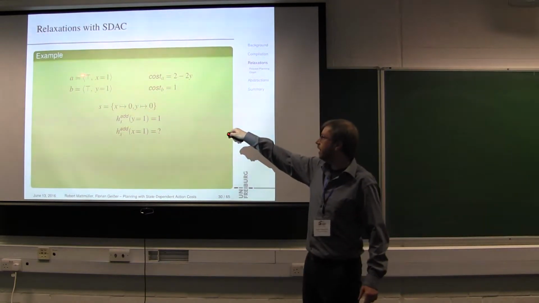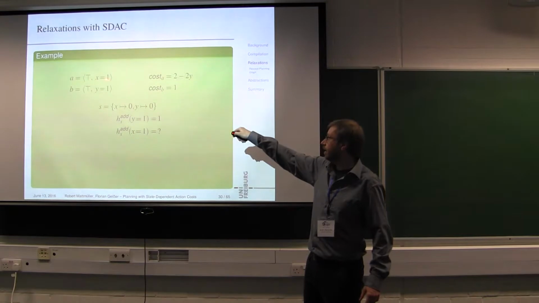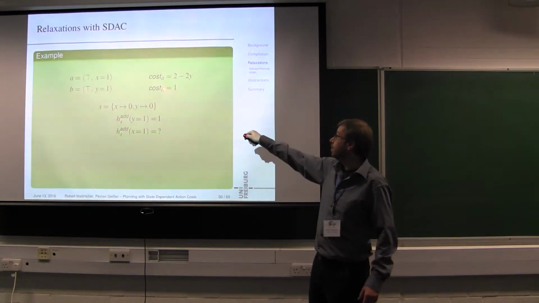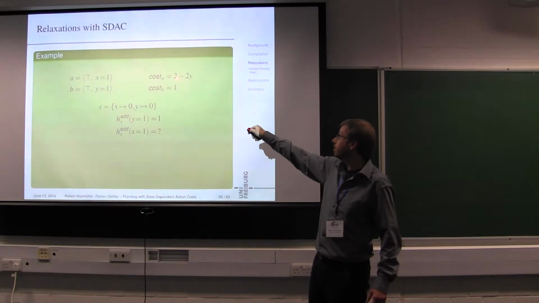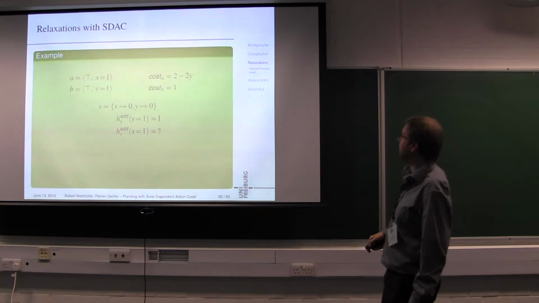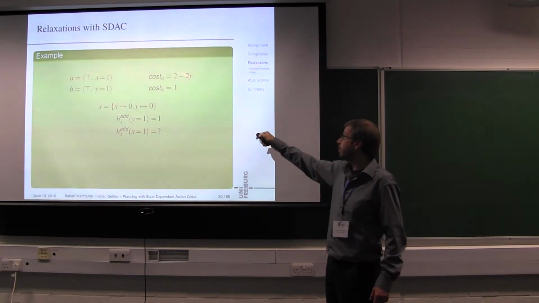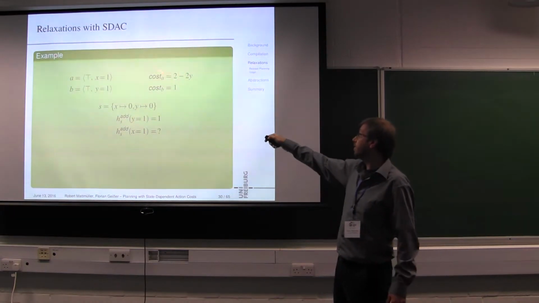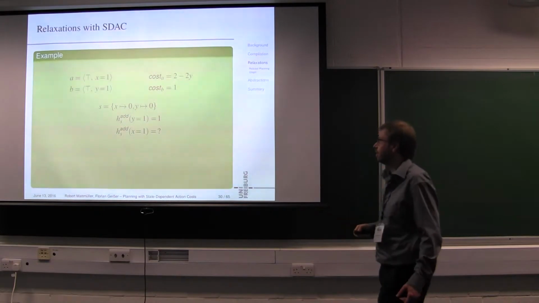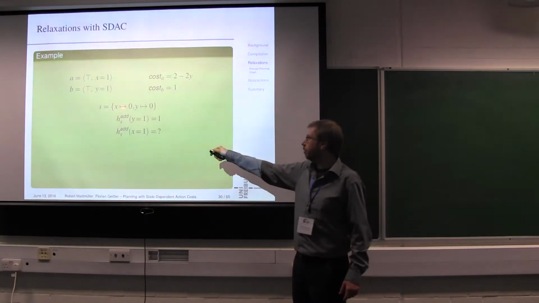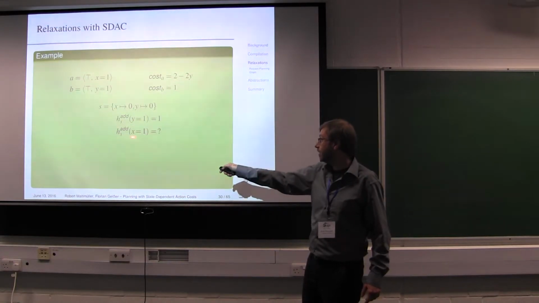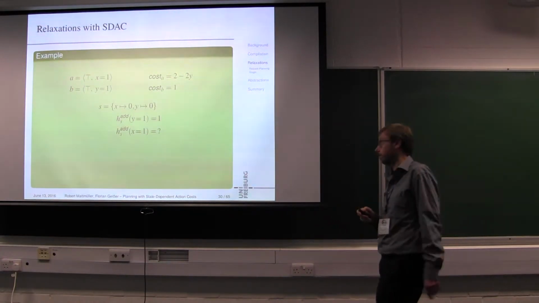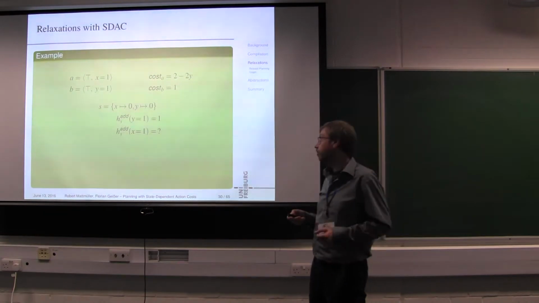Two actions, a and b, both always applicable. a makes x true, b makes y true. b costs 1 all the time, and a costs either 2 or 0. It costs 0 if y is already true, and it costs 2 as long as y is still false. Initially, x and y are both false, and I want to know what a reasonable h-add value of x equal to true would be.